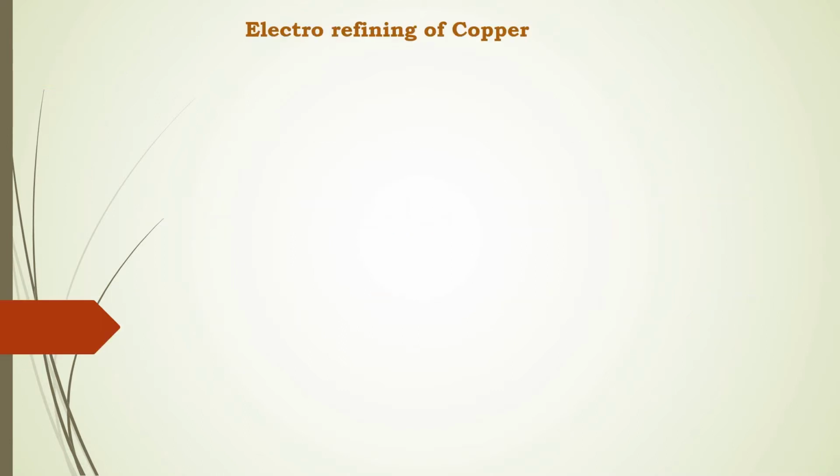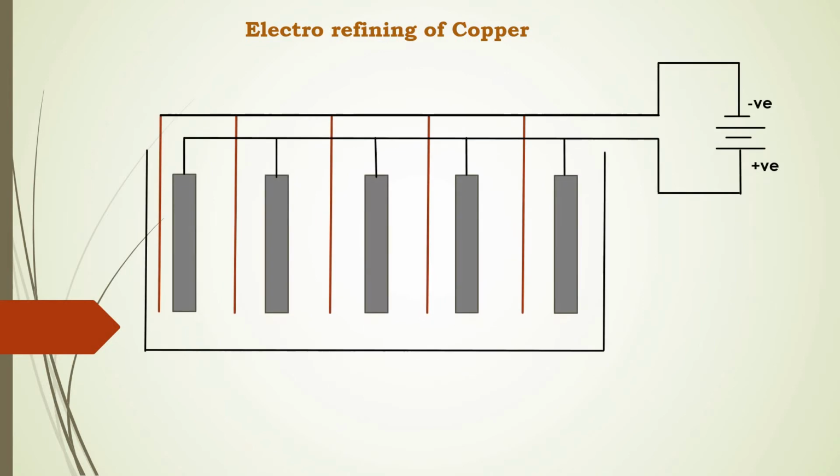Let us understand the electrolytic refining of metals by taking an example. Electro refining of copper. The industrial method of refining copper by following the electrolysis process has an arrangement something like this. So it has a huge electrolytic vessel, and in that electrolytic vessel the anodes and cathodes are arranged in this way, which are connected to their respective terminals.